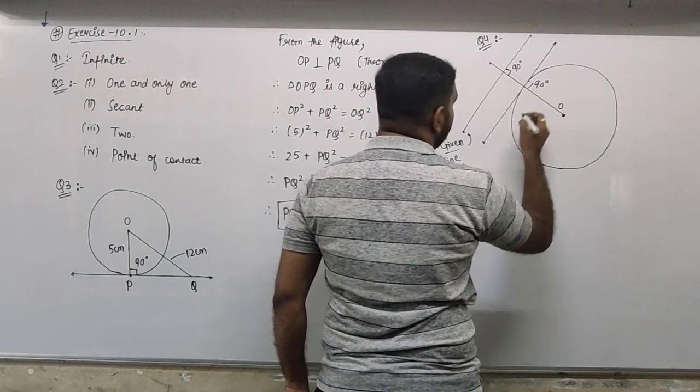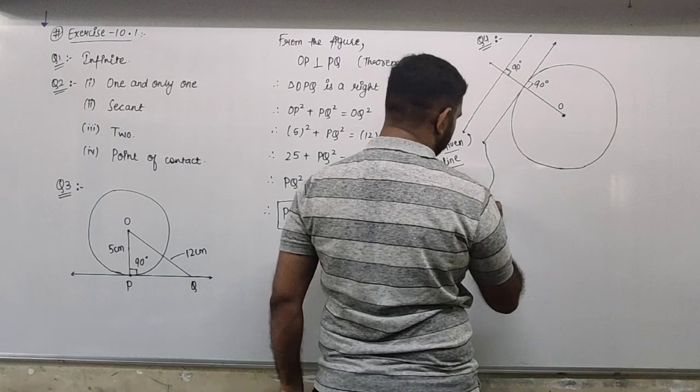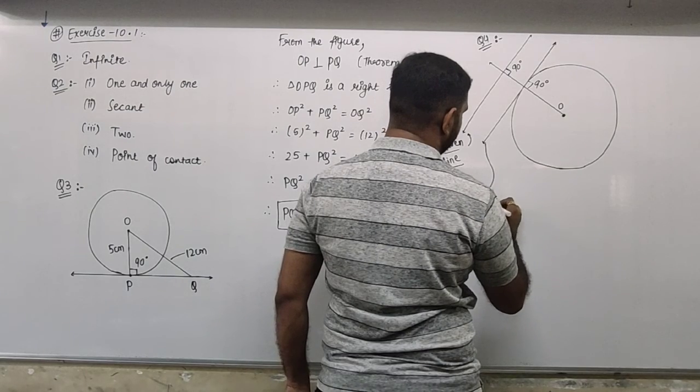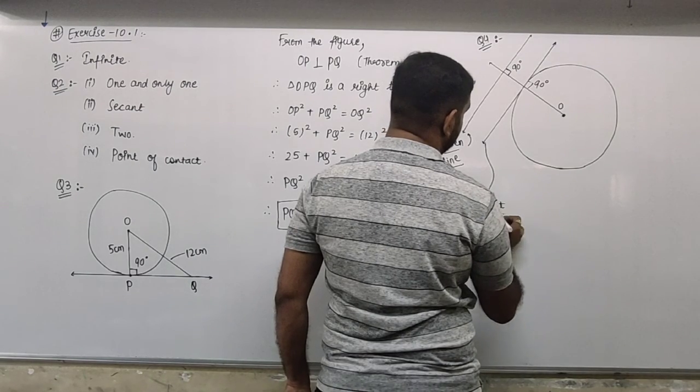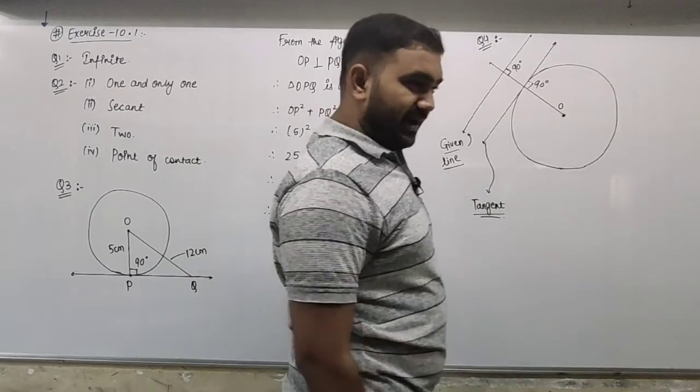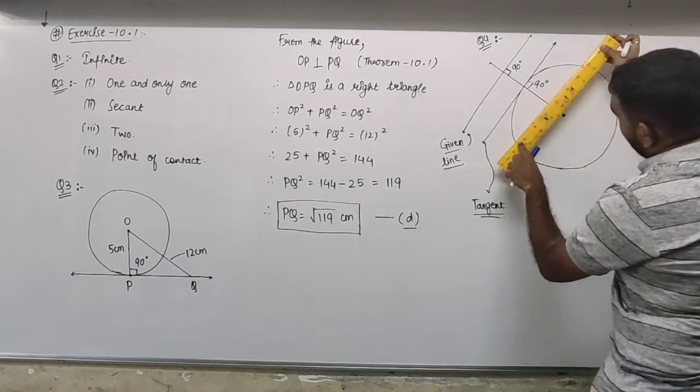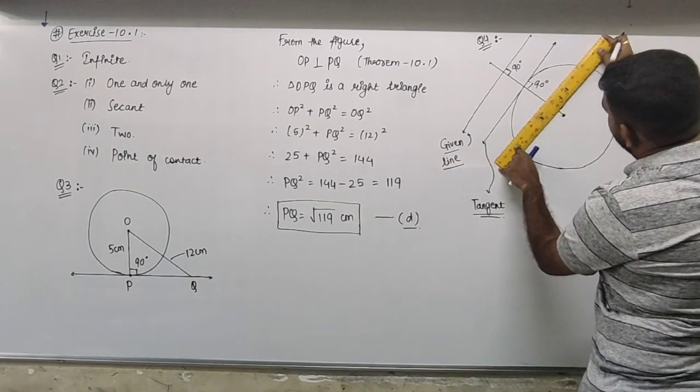So this will be our required tangent. And again draw one more line which is 90 degree to this.